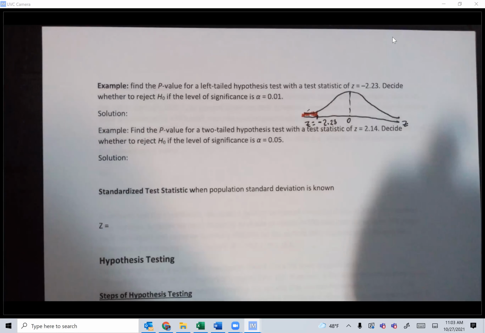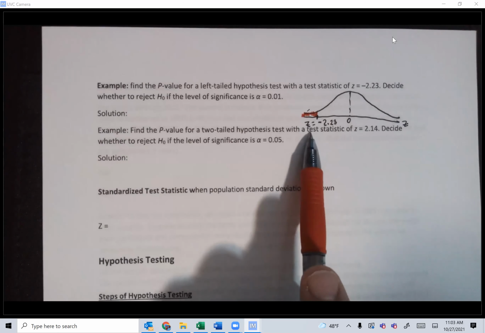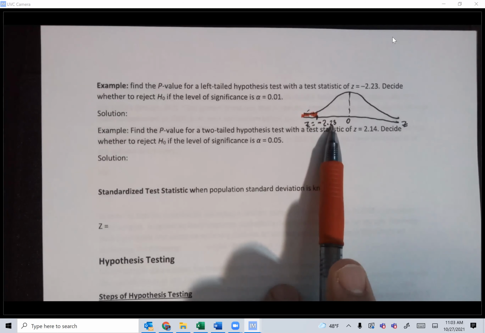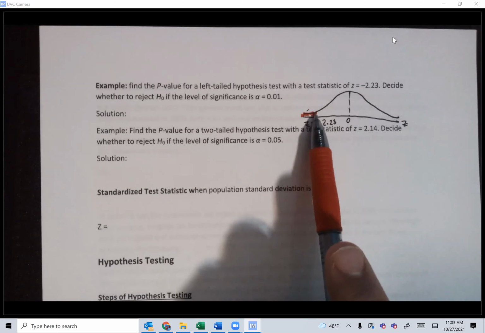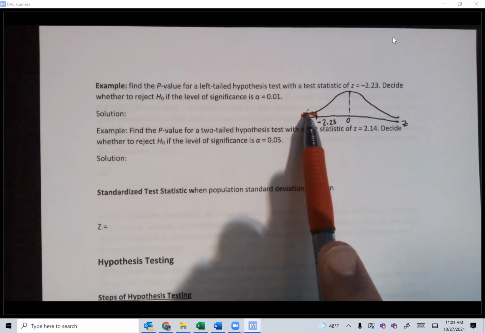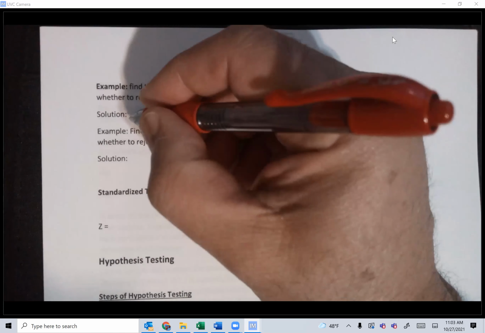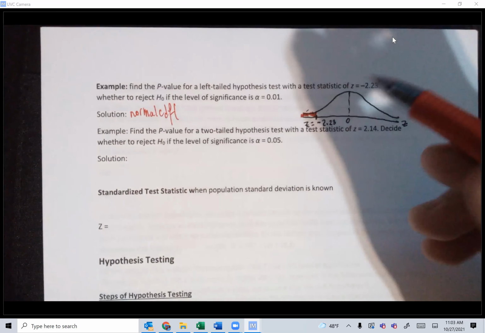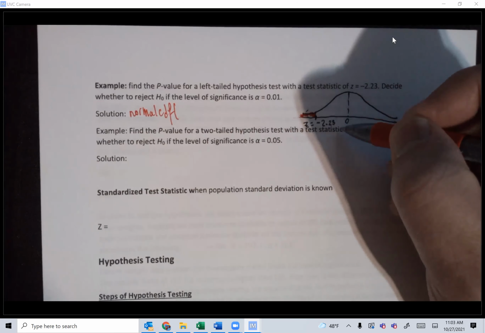Can someone remind me from chapter 5, how do you find this p-value? The p-value is the probability that we have a value that is as extreme as negative 2.23 or more extreme, or more unusual. That's how we defined it there. So how do I find this area, guys? Do you still remember from chapter 5? It's normal CDF, lower bound, which is negative 1 million. So we need the probability of z less than negative 2.23.